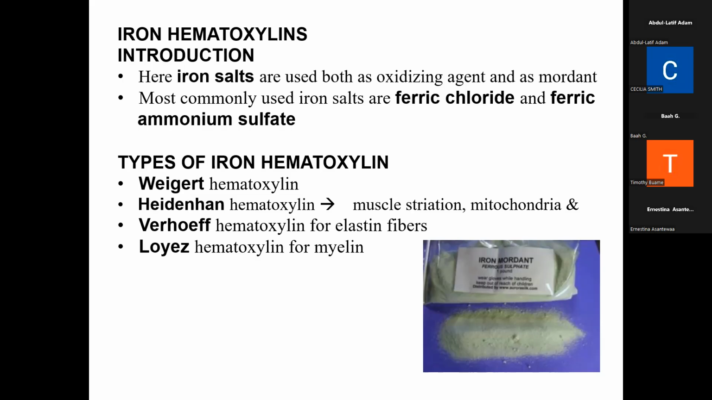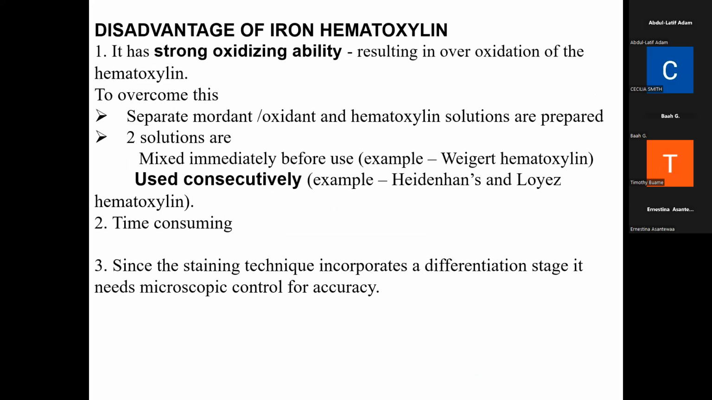So you have iron hematoxylin. These are examples of iron hematoxylin. There is Weigert's hematoxylin, which I've mentioned. You have Heidenhain's hematoxylin for muscle striation, mitochondria, and the rest. And there is Verhoeff's hematoxylin for elastic fibers. If you want to identify elastic fibers, you use what? Verhoeff's hematoxylin. You have Loyez's hematoxylin for myelin. So it depends on what you want to identify, then you use whichever hematoxylin will be ideal for you.